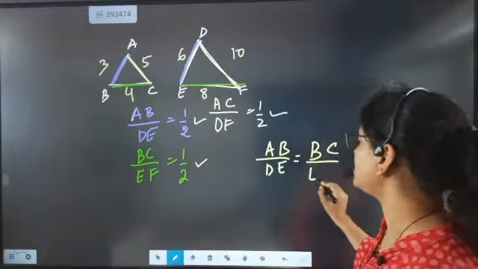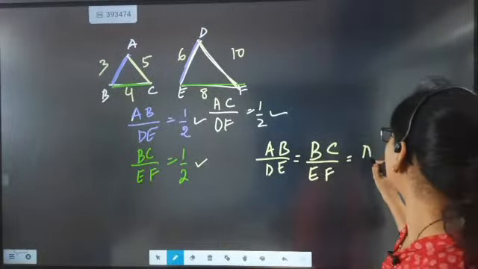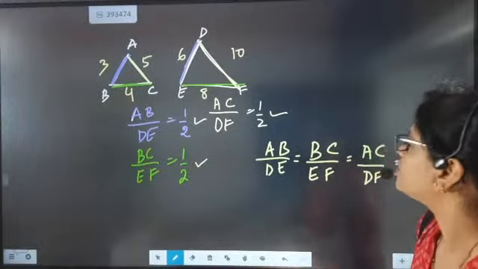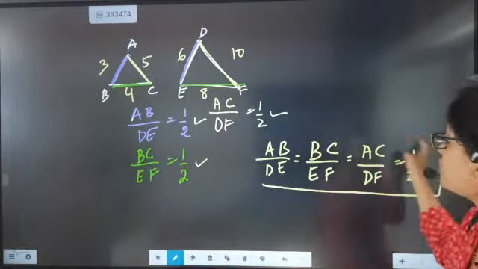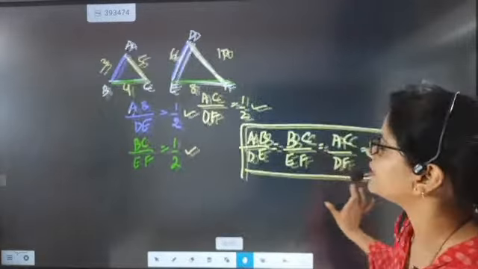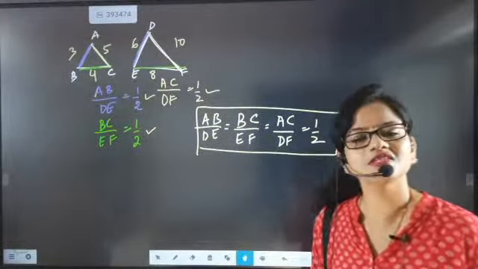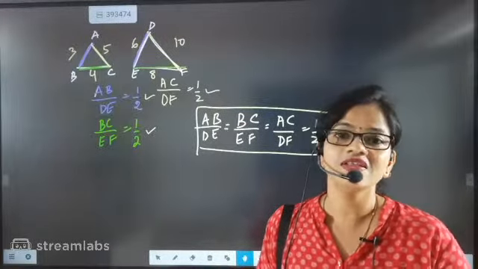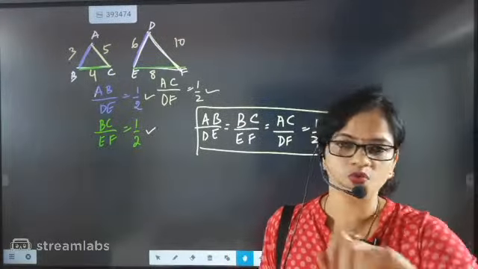So BC by EF will be equal to AC by DF, and this part will be equal to 1/2. Now beta, the sides are exactly coming proportional and it is coming equal to 1/2. This is exactly explaining that two triangles have to be similar when their sides are proportional. So one thing is there.